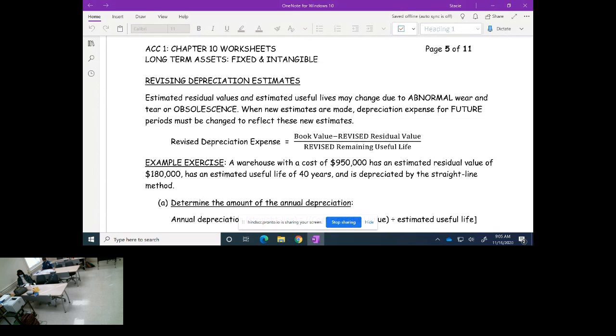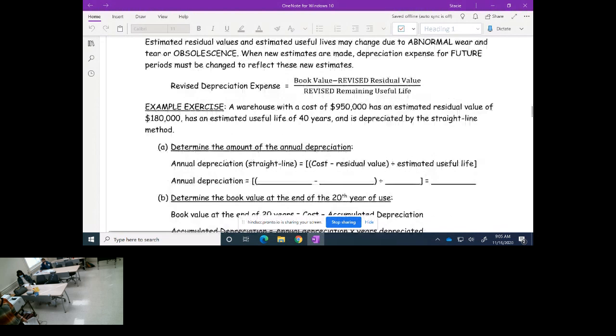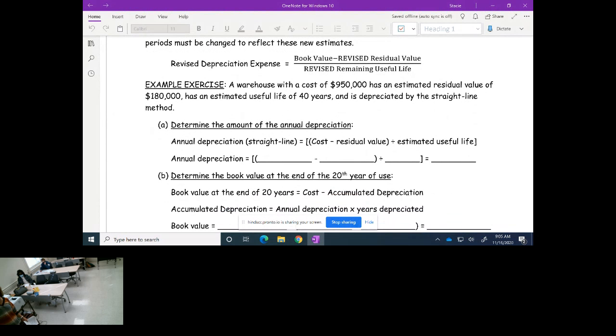So to calculate what the revised depreciation is, we would take the book value of the asset, subtract the revised residual value, and divide it by the revised life. So let's put some numbers to that.